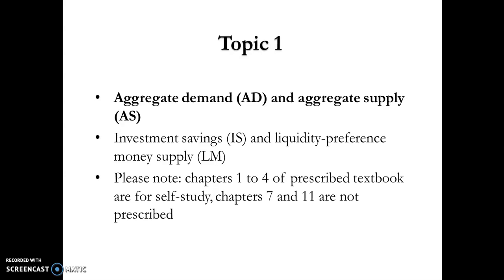So topic 1 begins with aggregate demand and aggregate supply. We will then move on to the IS-LM model. Please note that chapters 1 to 4 of the prescribed textbook are for self-study. Hence, last week you were meant to work through chapter 1. And chapters 7 and 11 are not prescribed for the course. The remaining chapters will be worked through in the course.